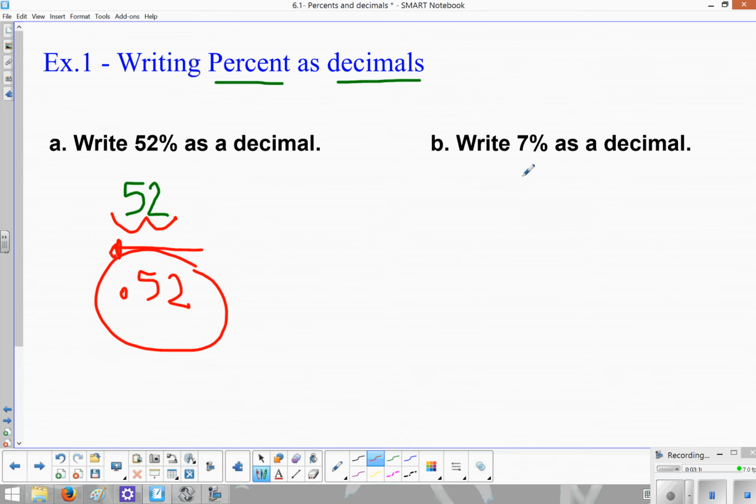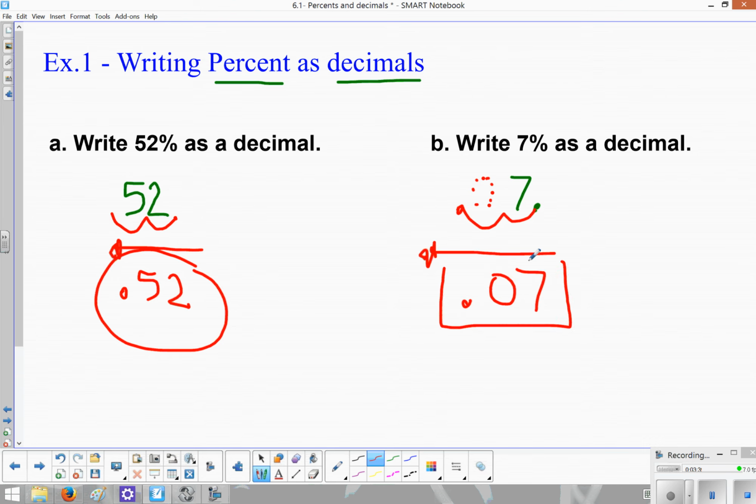Okay, let's try example B. We remove the percent symbol, so now we have 7. The decimal's where? Always at the end, hiding. So we're going to move it two to the what? Left. Now notice I don't have a number here, but even though I don't, we can fill it in with a 0. So don't forget the placeholder. Our answer is actually going to be 0.07, not 0.7, a common mistake students always make.